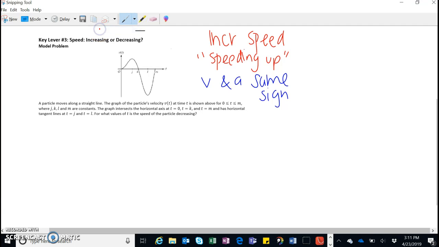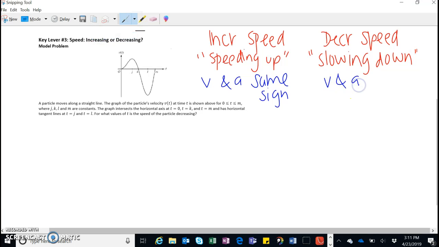Along that same line, we can have decreasing speed, which oftentimes they will describe as a particle slowing down. And when that's the scenario that we're interested in, we want to make sure we're checking that velocity and acceleration have opposite signs. One positive, one negative.